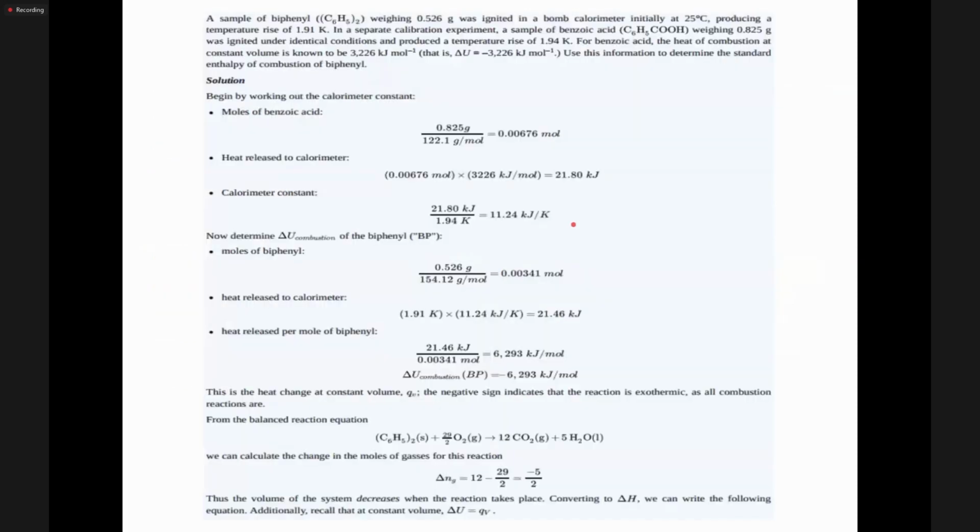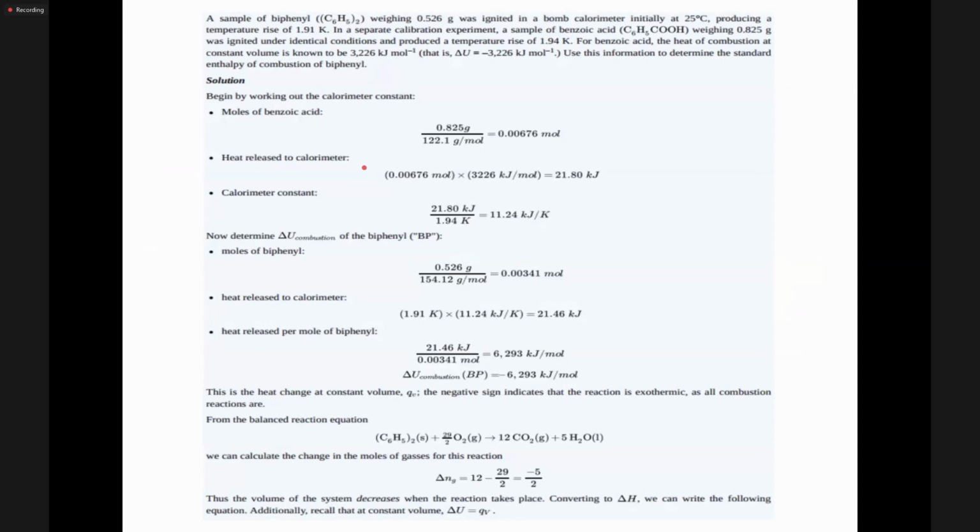Now we have seen how the parameters are defined, and we'll see now how we can calculate delta H, the enthalpy, in a practical solution. So there is a problem.